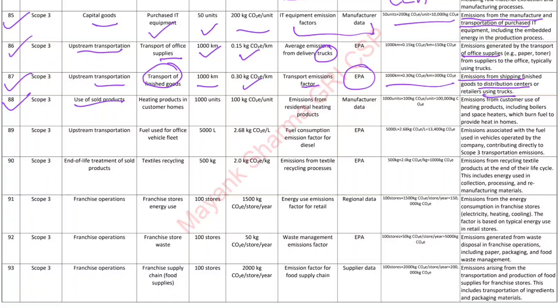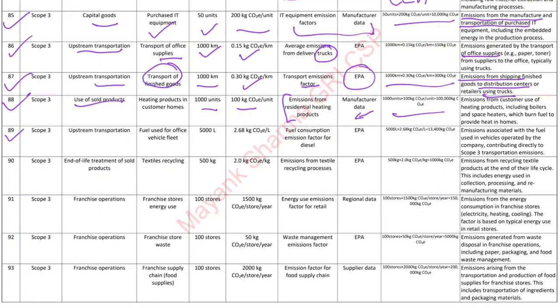Scope 3 emissions, example use of sold products, like example taking heating products in the customer homes, 1000 units, emission factor, emission from residential heating products, manufacturing data is providing the emission factors. How we do the calculation is written down here, 1000 units multiplied with the emission factor. Again, emissions which are coming from customer use of the heating products, including boilers, let's say, and space heaters which burn fuel to provide the heat in the homes actually.